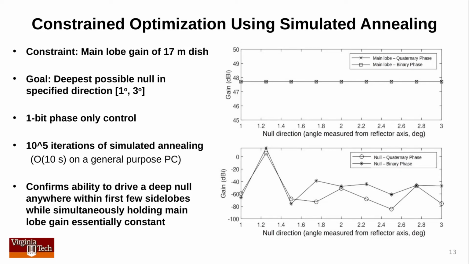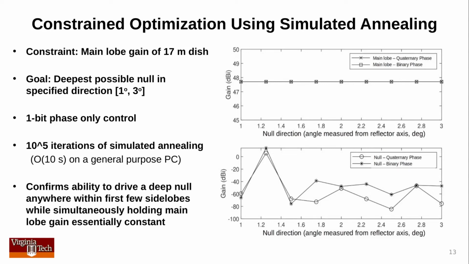On the bottom right, you see null depth as a function of null location. Note that deep null is achieved no matter where in this range of angles you choose to put that null. Now, you might wonder why the null at around 1.2 degrees is not as deep, and that's because 1.2 degrees is the peak of the first side lobe. So at that location, we're starting to run out of ERS aperture. This is evidence that the 50 centimeter width of the ERS is just about right. That is, we've got enough area here to achieve solutions, as shown here, but not much more.